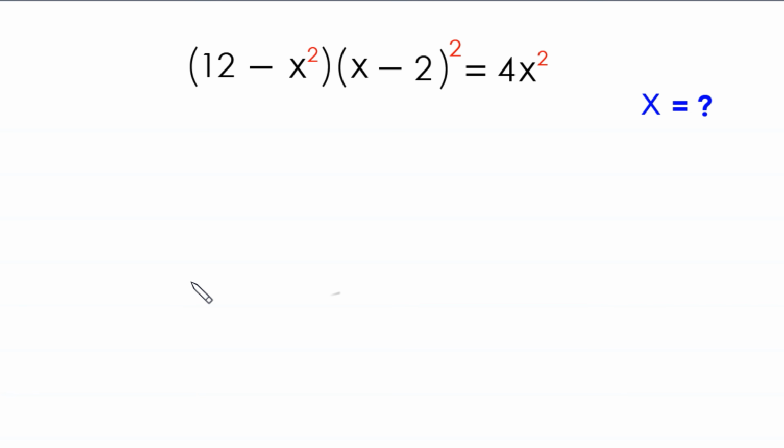Hello everyone, welcome to how to solve this very nice algebra equation: (12 - x)² times (x - 2)² equal to 4x². Our job is to find all possible values of x.